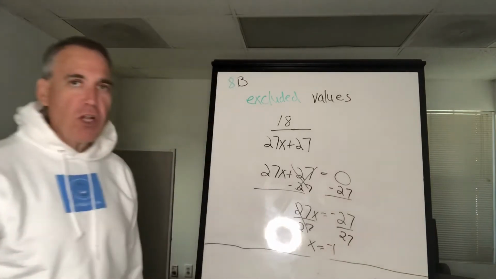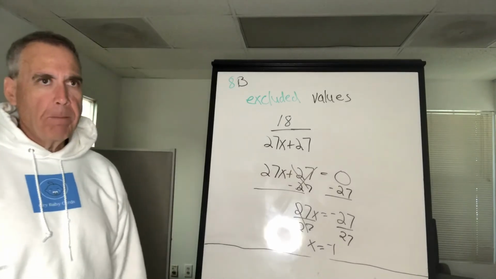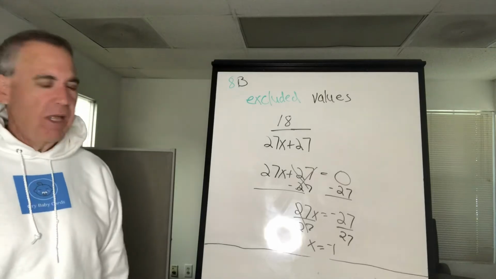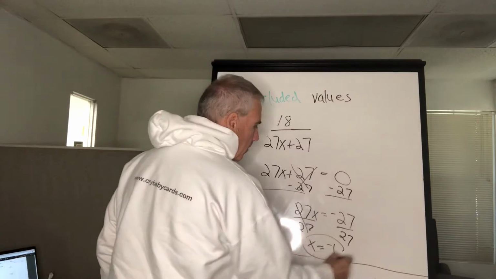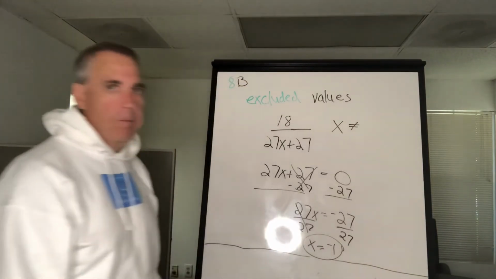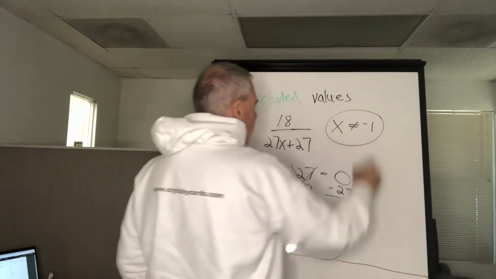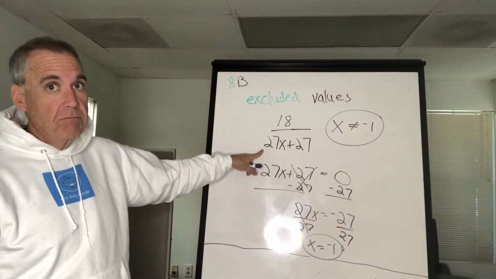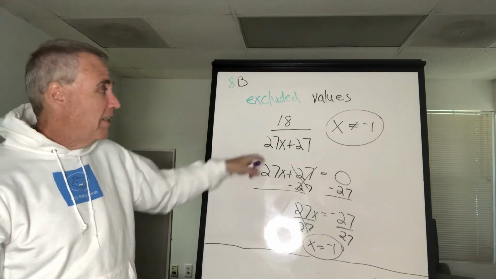The excluded value: see, x can be equal to any number in this problem except negative 1. There's one number that kills it. There's one number that's poison, and it's the number negative 1. X cannot be equal to, that's how we say it, cannot be equal to negative 1. When x is equal to negative 1, the denominator will be equal to 0, and then we're going to have a problem. You can't have that. All right? So that's an excluded value.